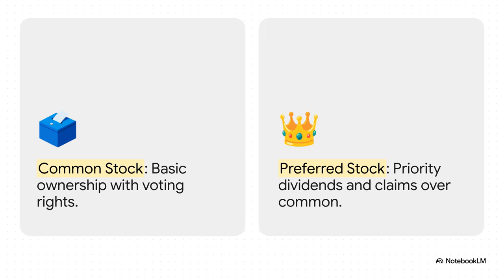They give you voting rights and residual claims on company earnings. But preferred stock? That grants priority dividends and claims over common shareholders during distributions. It's literally like having a VIP pass to the company's financial payouts. You jump ahead in line for the money, but you're often trading away your voting power to do it.